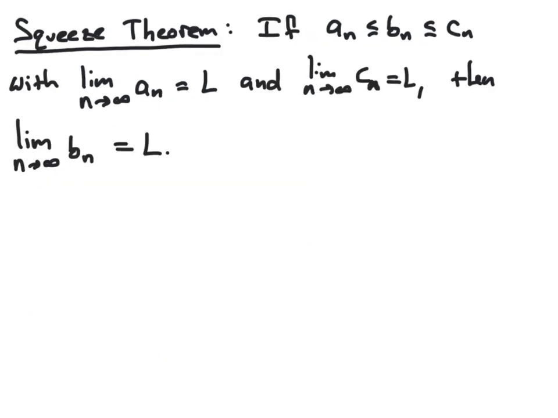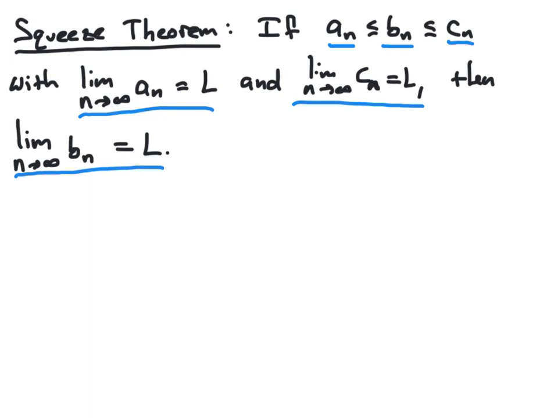Another technique for determining the convergence or divergence of a sequence is the Squeeze Theorem. This is adapted from the Squeeze Theorem for limits of functions, and the version for sequences says that if we have 3 sequences, a sub n, b sub n, and c sub n, and each term of a sub n is less than or equal to the corresponding term of b sub n, which in turn is less than or equal to the corresponding term of c sub n, and the limits of the smaller and larger sequence are both the same number L, then we must have the limit of the sequence in the middle also being L.